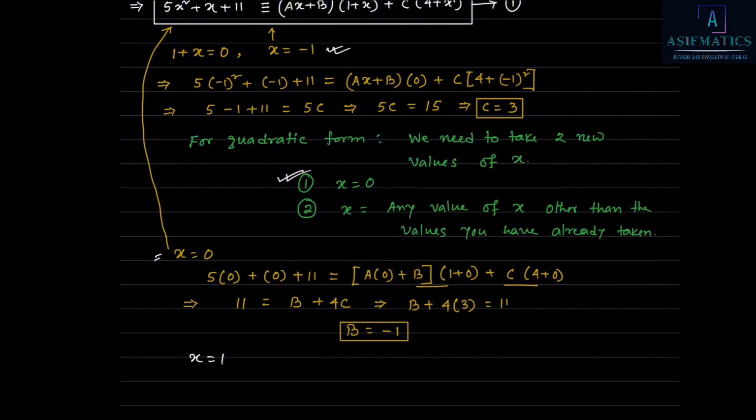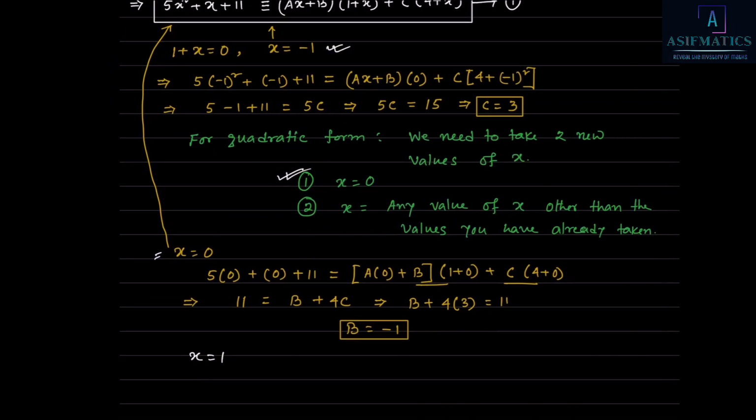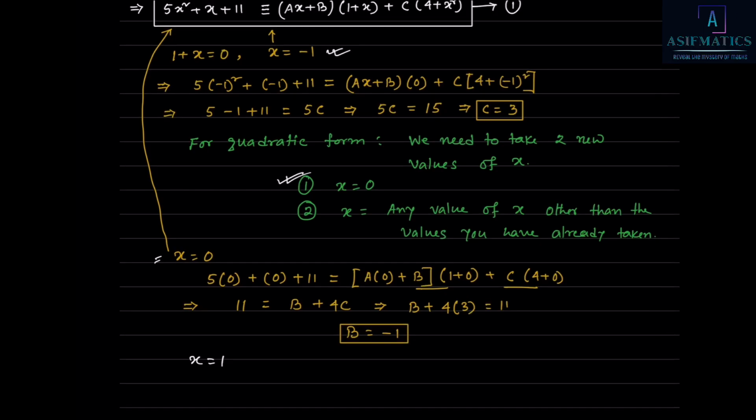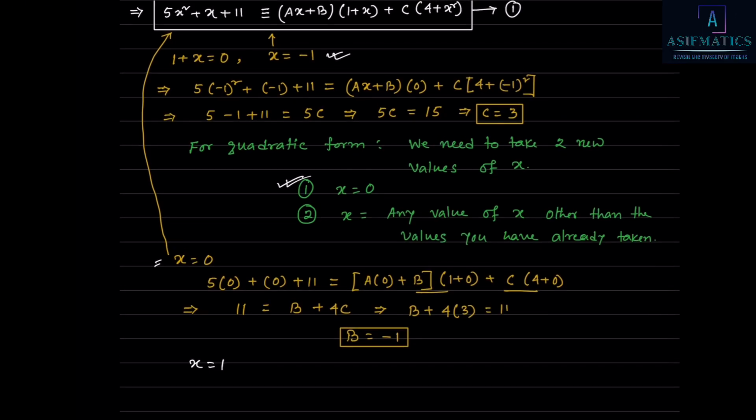So now I am taking x equals 1. If I take x equals 1, then looking at the main equation, I can write 5 times 1 squared plus 1 plus 11 equals a times 1 plus b into 1 plus 1 plus c into 4 plus 1 squared.